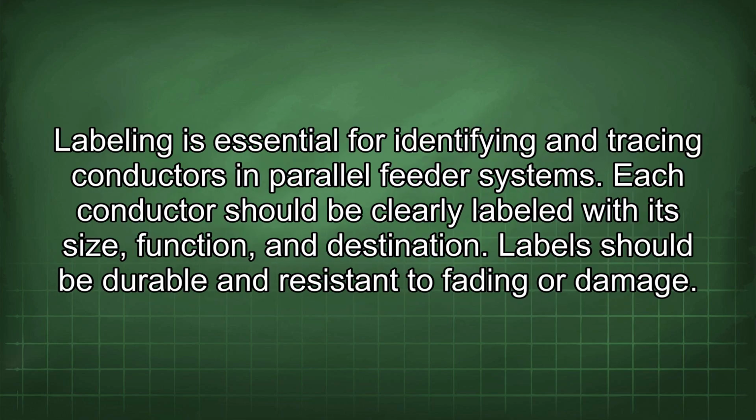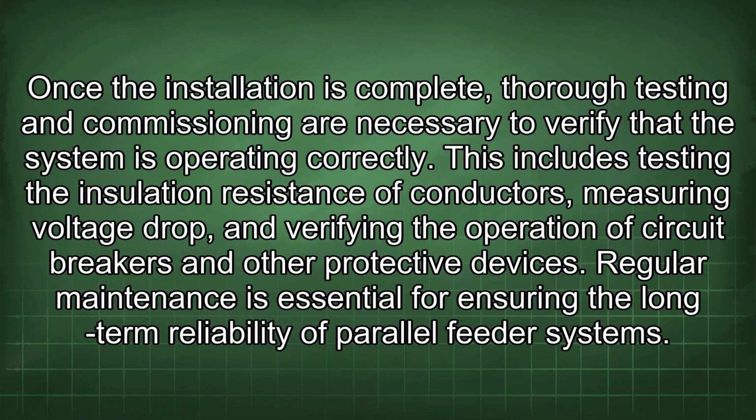Labeling is essential for identifying and tracing conductors in parallel feeder systems. Each conductor should be clearly labeled with its size, function, and destination. Labels should be durable and resistant to fading or damage. Once the installation is complete, thorough testing and commissioning are necessary to verify that the system is operating correctly.